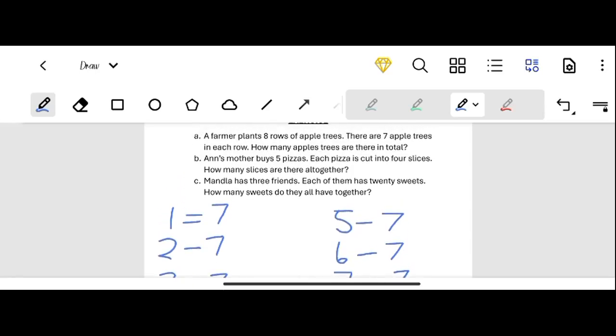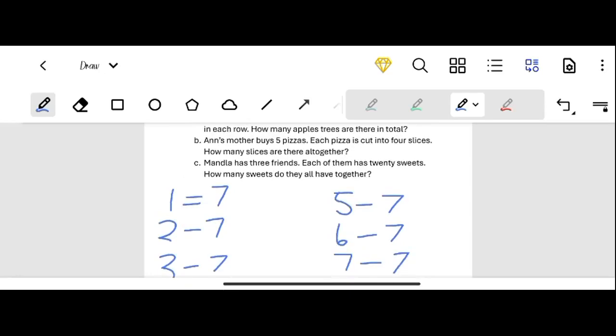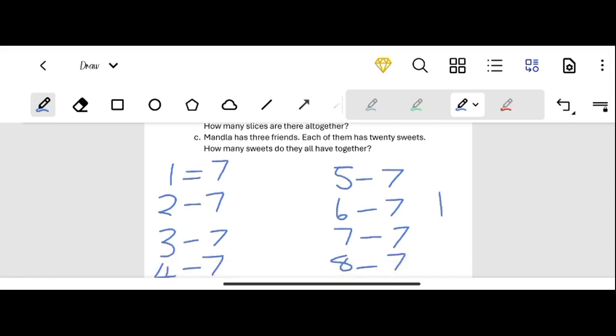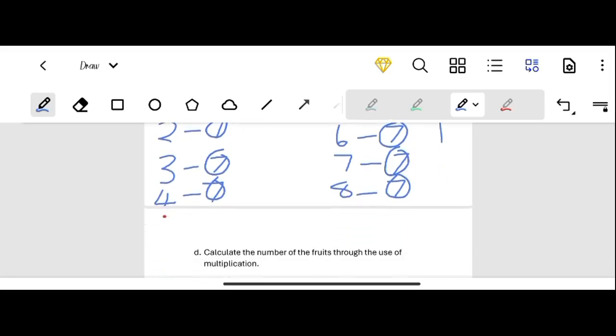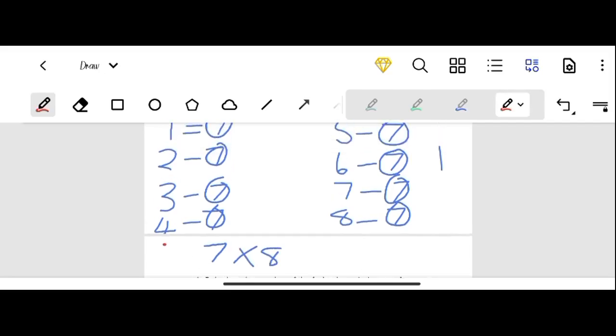But how many apple trees are there in total? You're supposed to add the apple trees in those 8 rows. So I'm going to say I have 1, 2, 3, 4, 5, 6, 7, 8. I'm going to write my 7 there, multiply by 8. Why am I doing that? Because I check what is repeating: 7. How many times is it repeating? 8 times. And then afterwards you count 7 times 8.